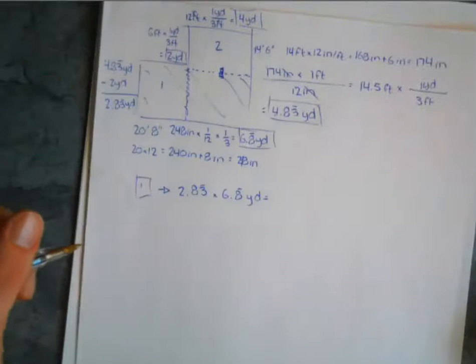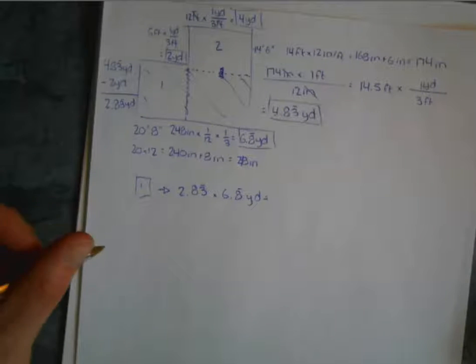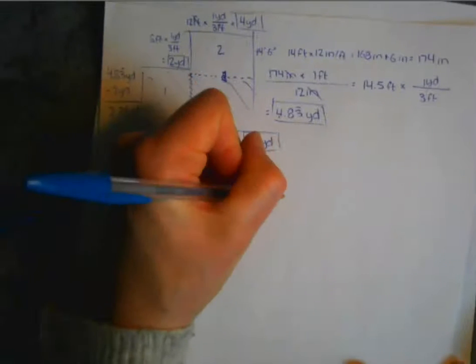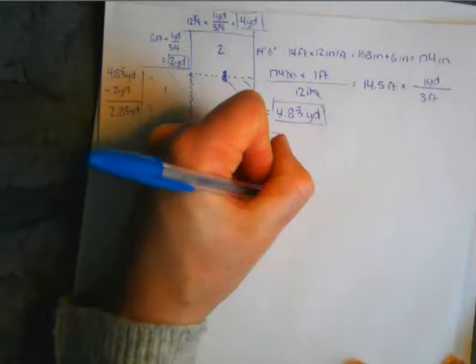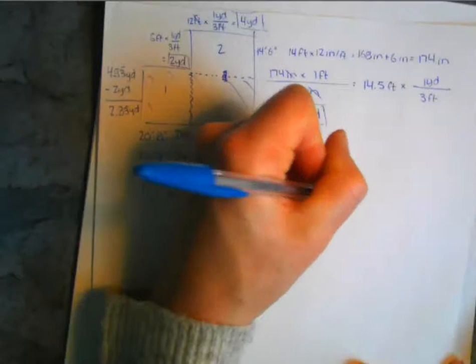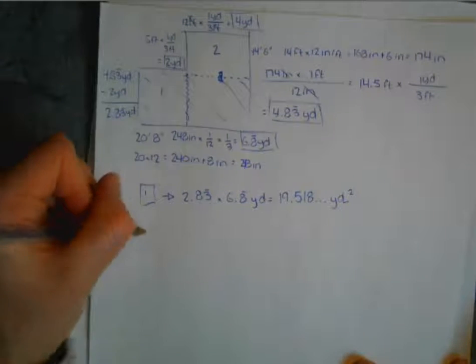So that's going to give me 19.518 yards, and it's going to be squared because we're finding area.